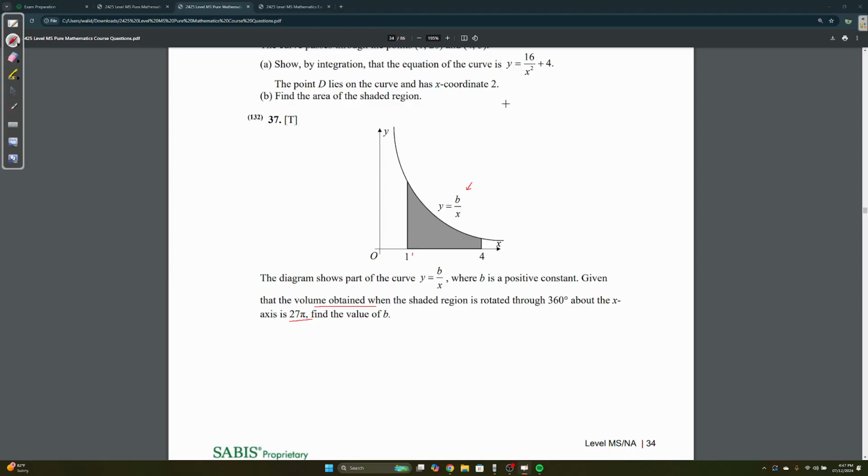So we can simply apply the formula and do the disk method. Pi integral from 1 to 2 of f of x squared, right? When you're finding volume, you square. So b squared over x squared dx, and let's make this easier to integrate. We have to take the x squared up, so it's going to be b squared x to the power minus 2 dx. Integrate this, you're going to get b squared x to the power minus 1 over minus 1 from 1 to 2 with pi outside, right?